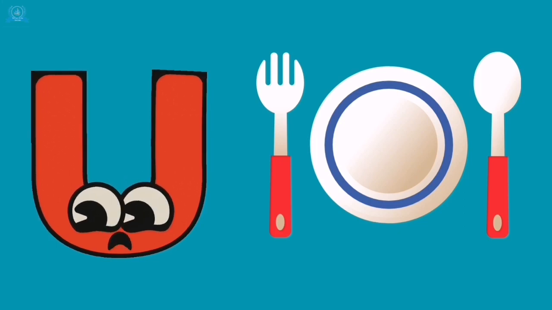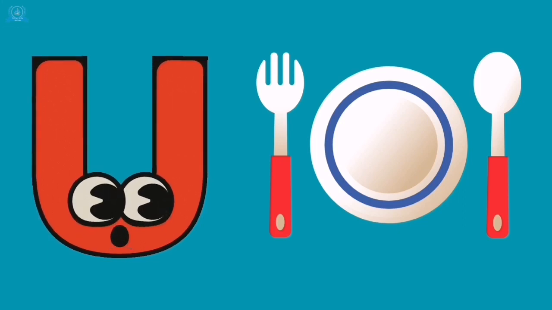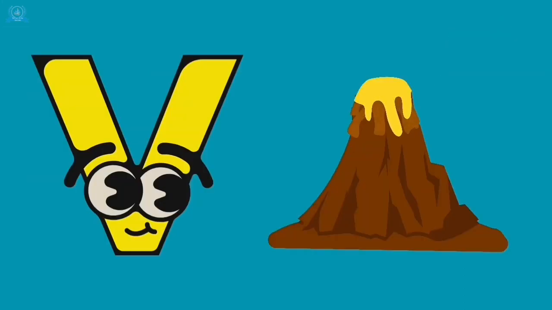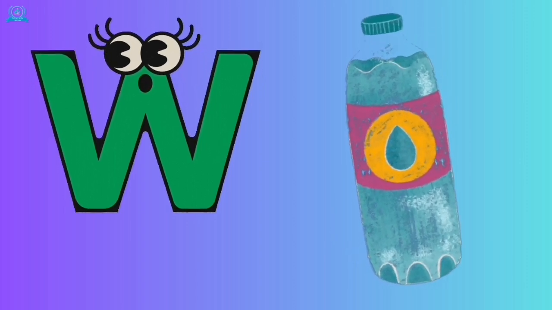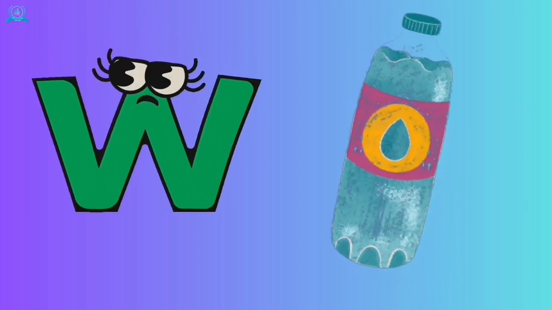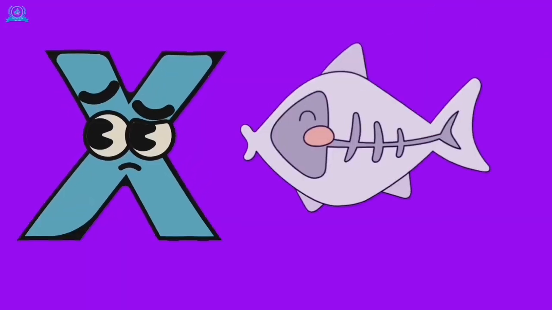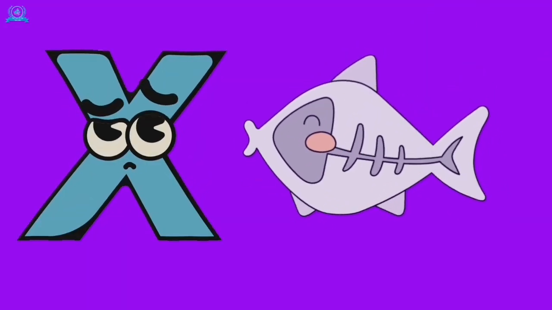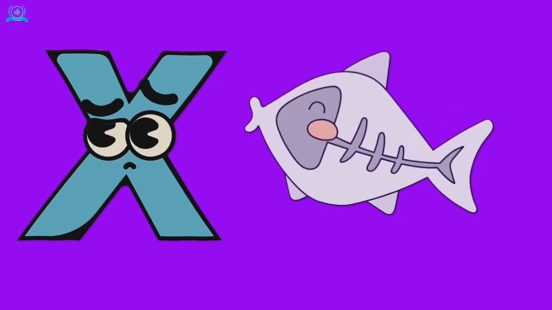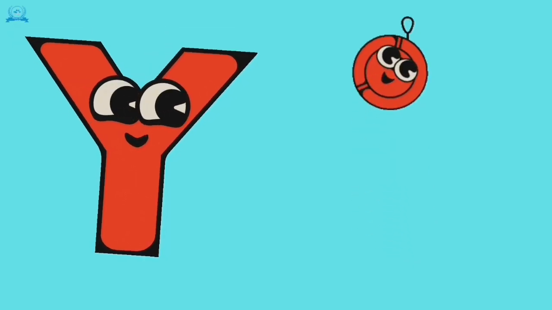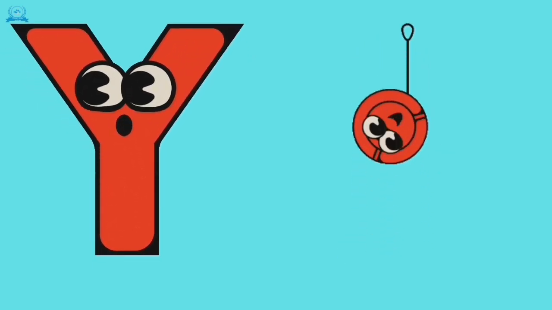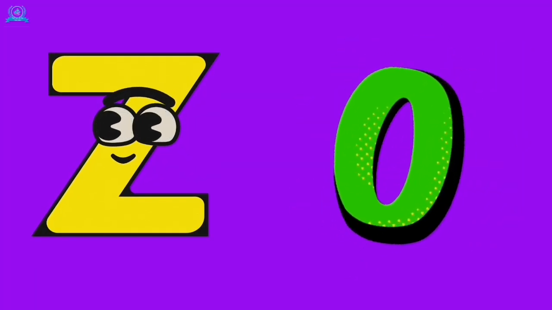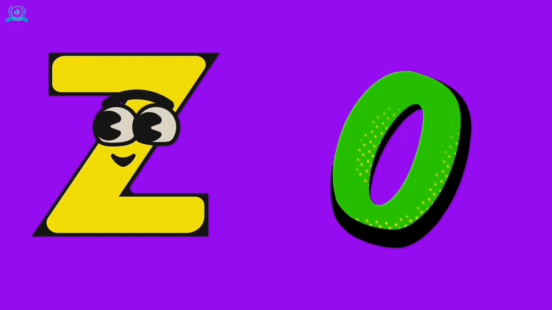U for utensils. V for volcano. W for water bottle. X for extra fish. Y for yo-yo. Z for zero.